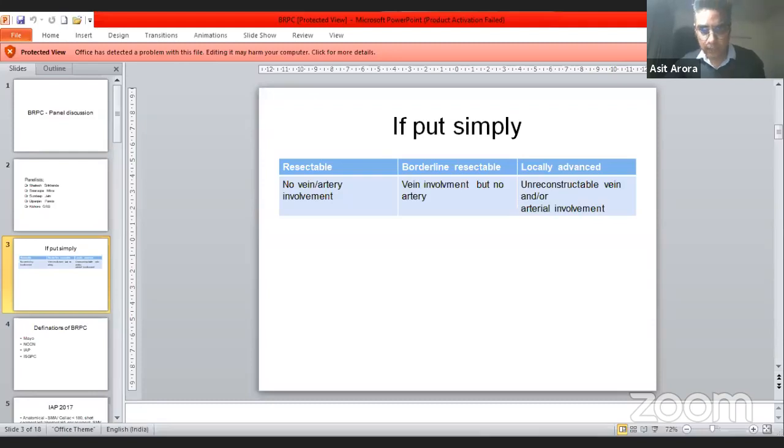So what I'll do is you concentrate on putting up the PowerPoint slide. I will give the answer to the question that you asked to save time. Yeah. So if there is a very borderline involvement, a very small involvement, in today's era, are you inclined on offering this patient upfront surgery or giving neoadjuvant chemo?